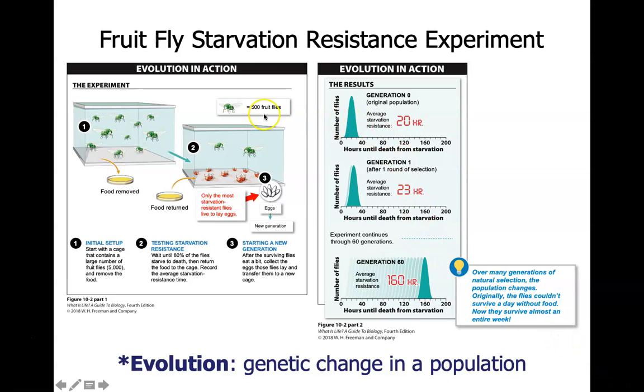So this would suggest that there was some sort of genetic component, that those flies that were surviving, that 20% that were surviving, were actually passing on something to their offspring that allowed them to survive without food. And the researchers were able to select for that trait by only choosing the individuals that had the trait that they wanted.